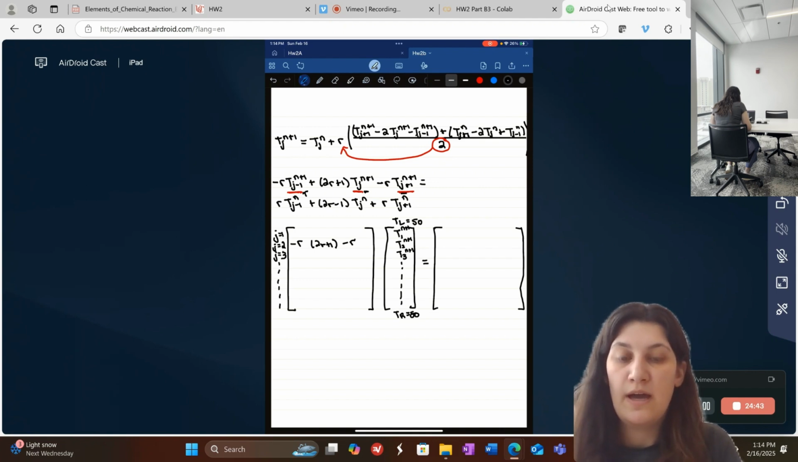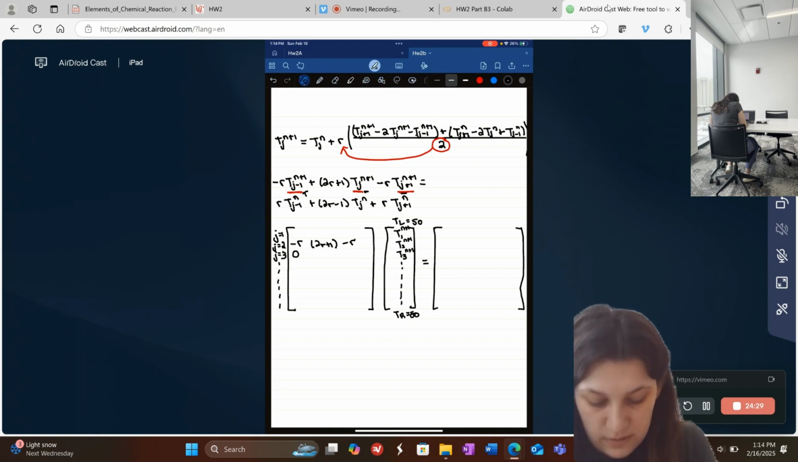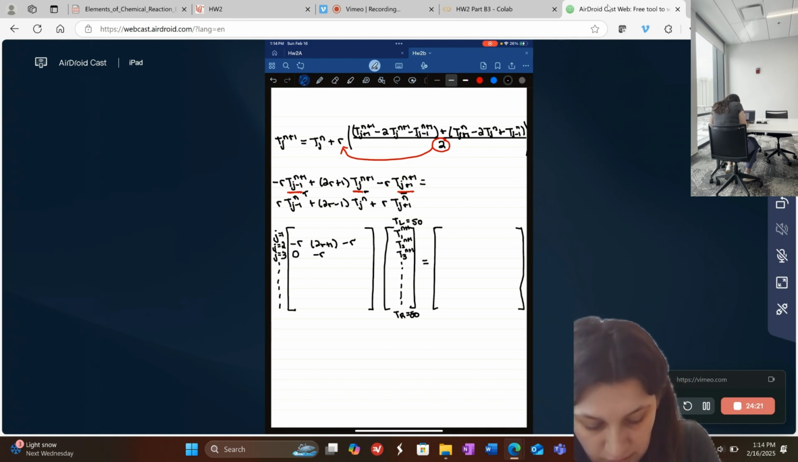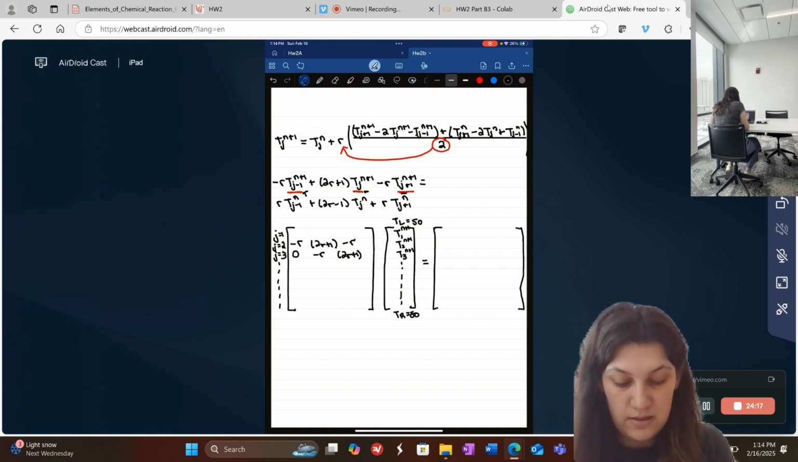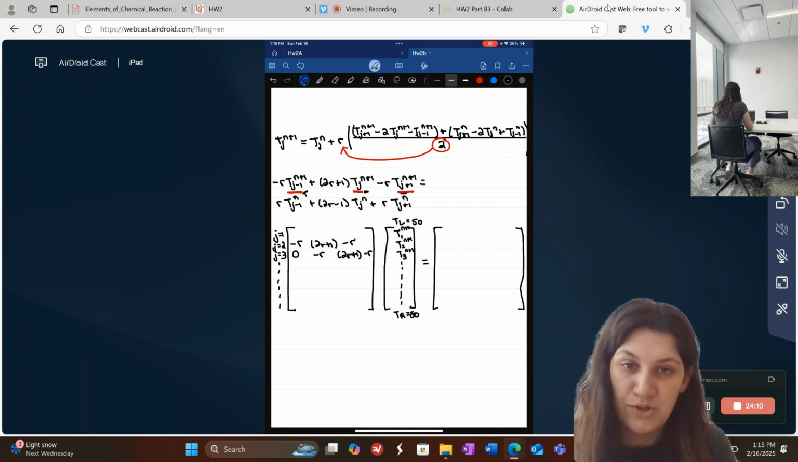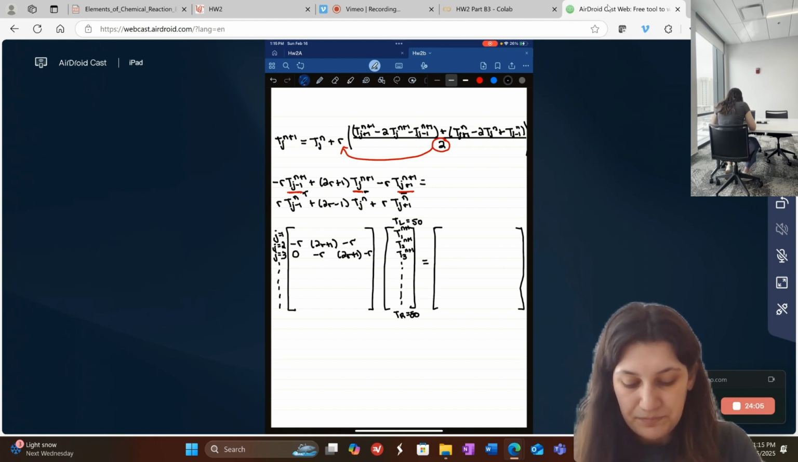So if we do the same thing for J3, what we'll find is that T1 is going to be 0 because at position 3, we're only dependent on positions 2 and 4. Right? So now we have a 0, but at T2, that's our T_(j-1), so we have a negative r. At T3, that's our T_j, so we end up with 2r plus 1. And then finally at T4, that's our T_(j+1). We have a negative r. And then my matrix just isn't big enough, but there would be a whole bunch of zeros.